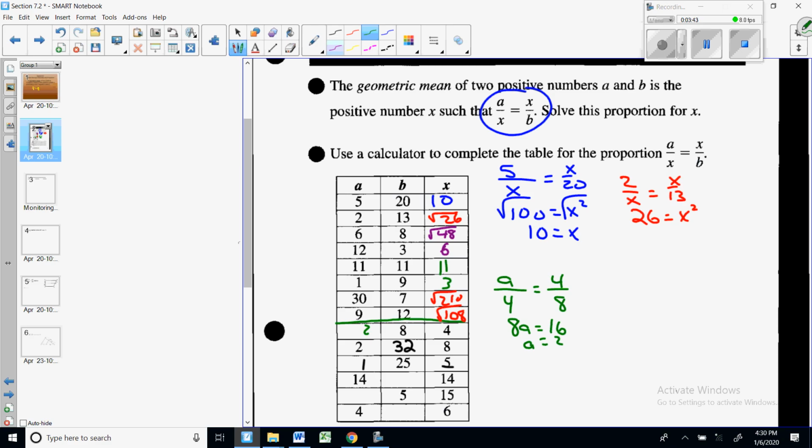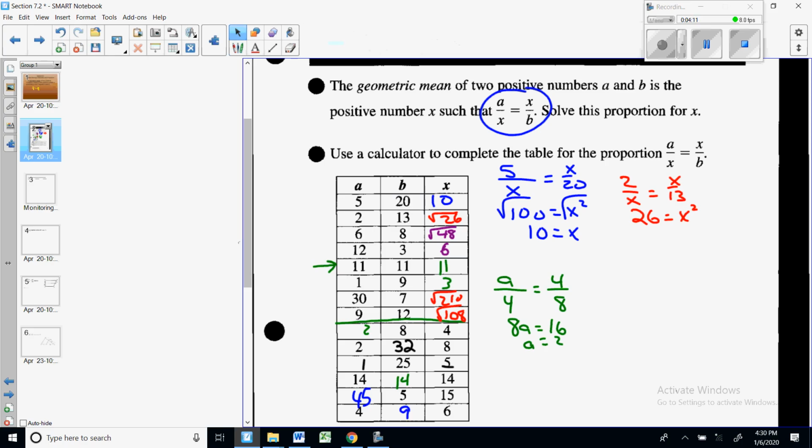As you can look right here in this row where we've got the 11s, if your x and your a are both the same, your b is going to be the same as well. For our next one, x squared is 225. When you take 225 and divide it by 5, you will get 45 for your value for a. And on our last one, our x is 36. 36 divided by 4 is going to give you a value of 9.